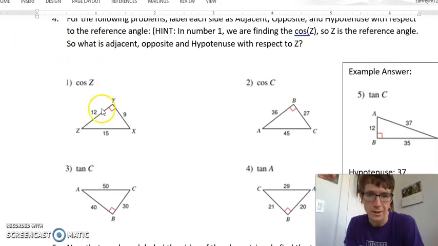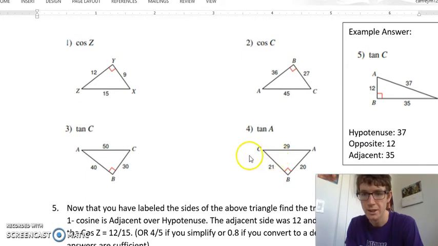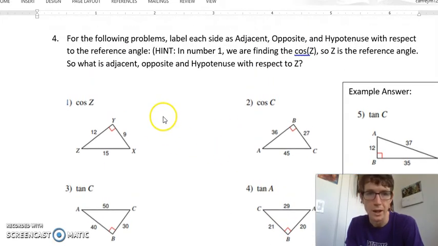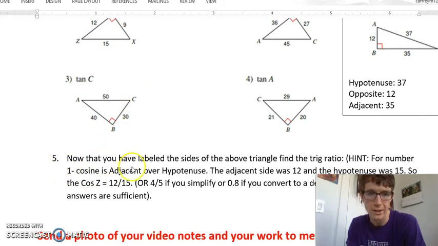So for part 4, I've got 4 example problems. I actually worked out a problem. This one over here, I put the answers for it. So that will help you, but also this video will hopefully help as well. So I think I'm going to do 1 and 2 here for number 4, and then number 5 actually gets into it as well.